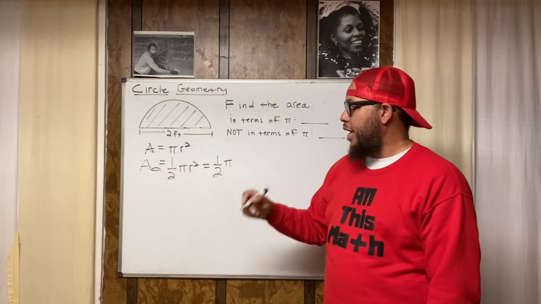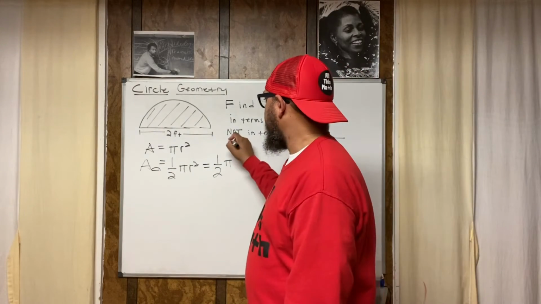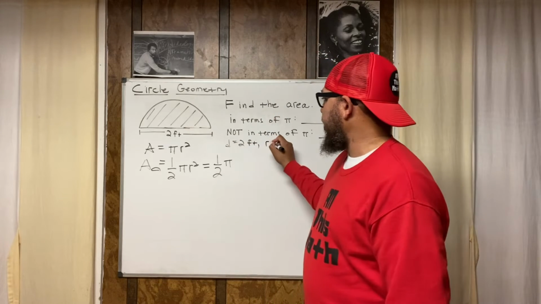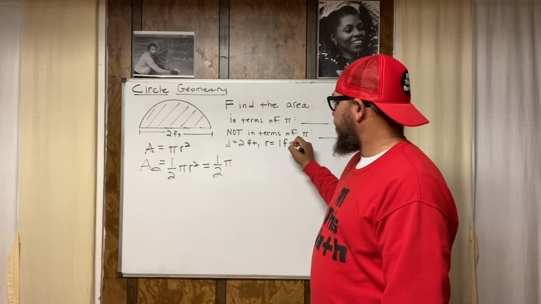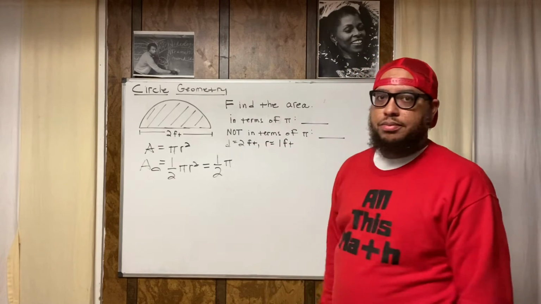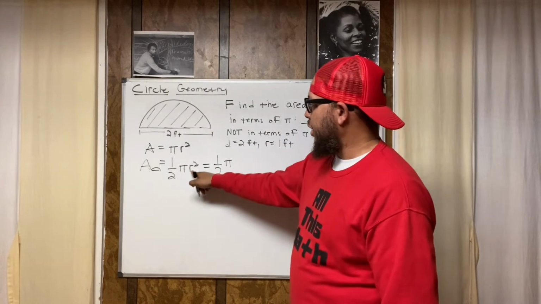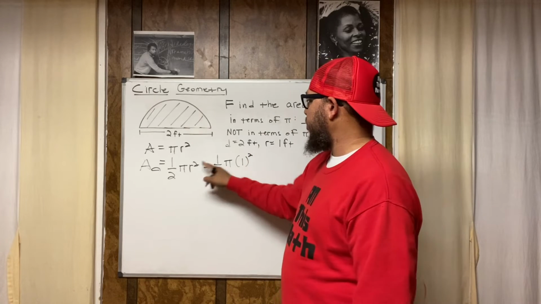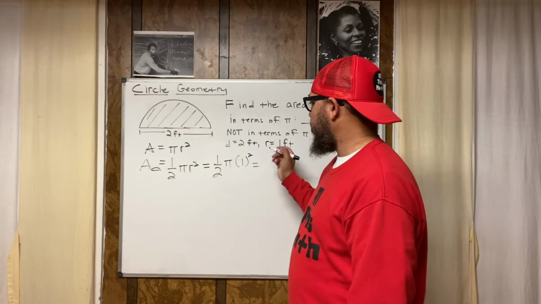And if you know that the diameter is 2, so let's say D equals 2 feet, therefore the radius is 1 foot, because 1 is half of 2. All right, so we replace the letter R with a 1. Don't forget about the exponent 2. And now we do our calculation.